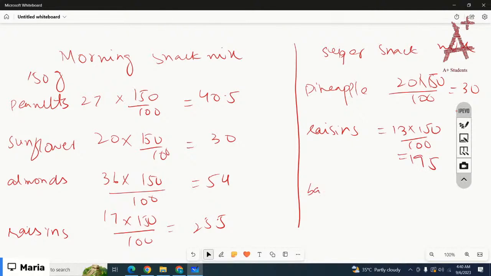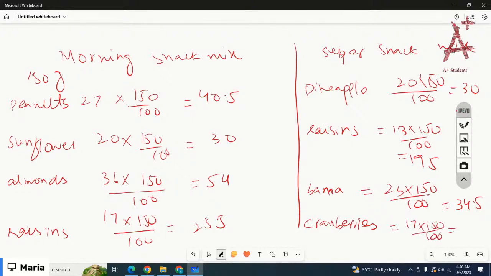For the banana chips, it would be 23 times 150 over 100, right? When you calculate the value, that is 34.5 grams. Then you can do the same thing for the cranberries. That would be 17 times 150 over 100. So that equals 25.5, right? Then for papaya, it would be 27 times 150 over 100. That would be 40.5, right?